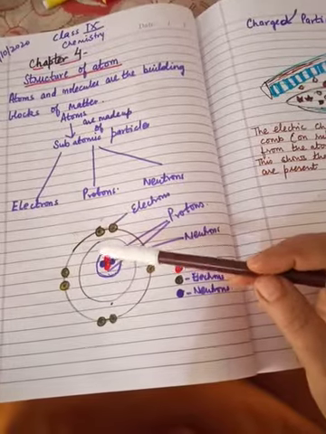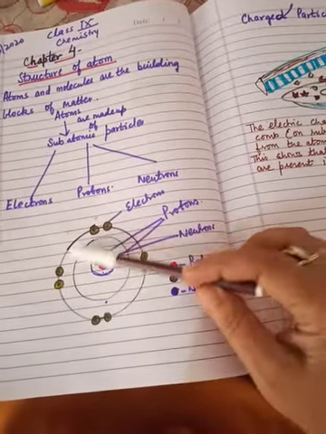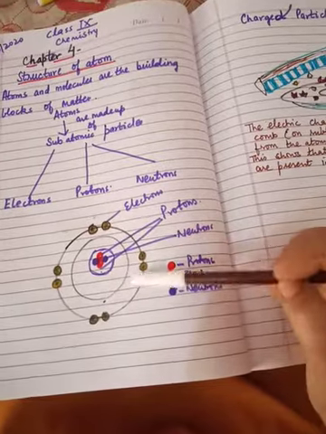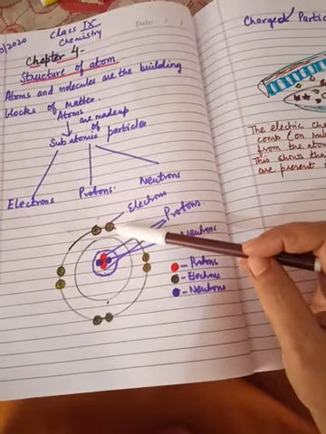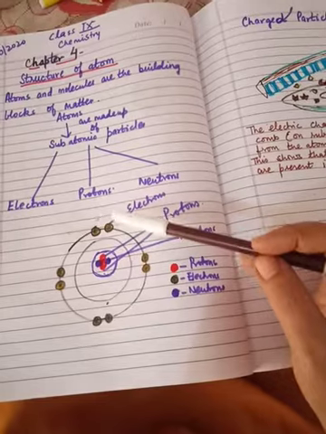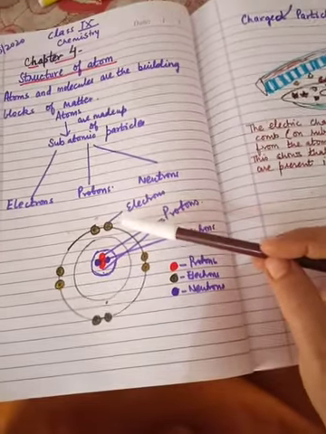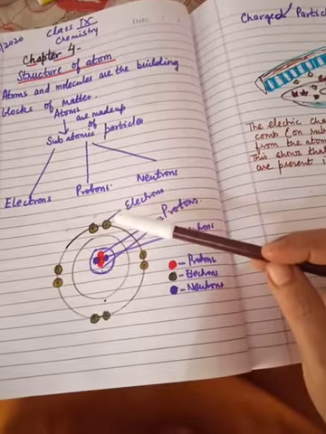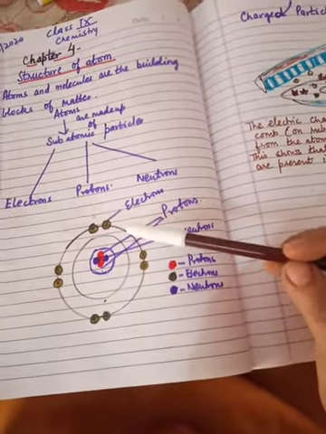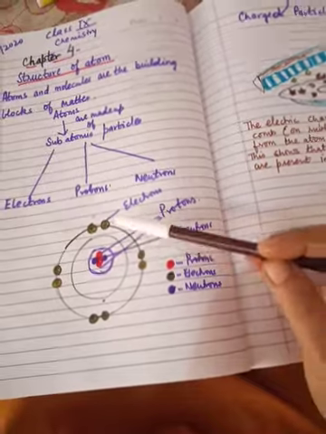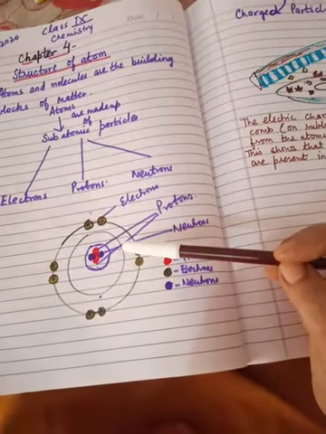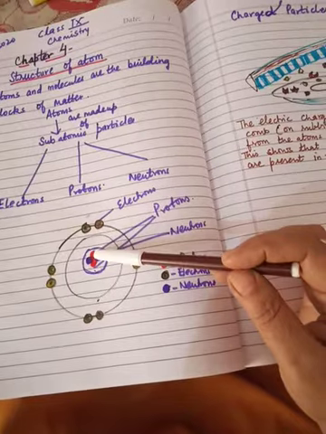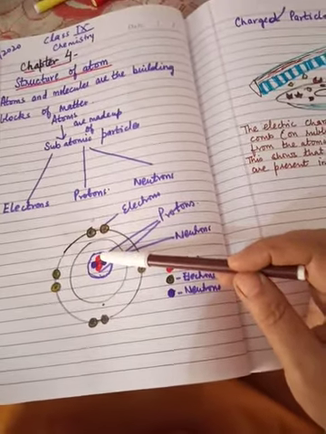The electrons in an atom revolve rapidly around the nucleus in fixed circular paths called energy levels or shells. Since an atom as a whole is electrically neutral, having no overall positive or negative charge, the number of electrons outside the nucleus is equal to the number of protons present inside the nucleus.